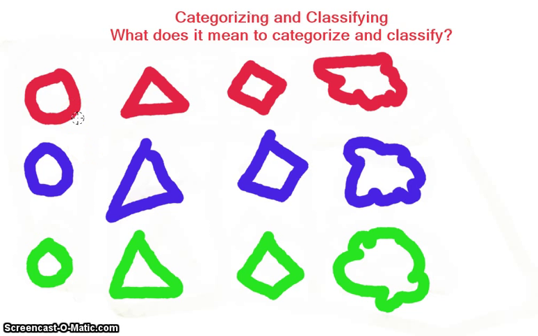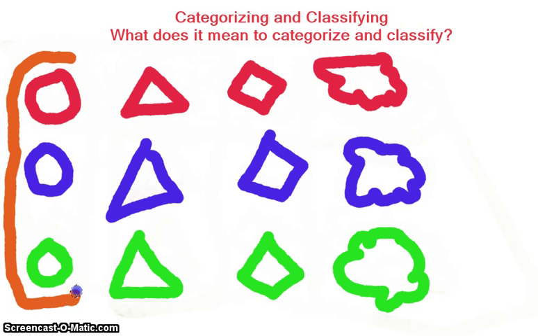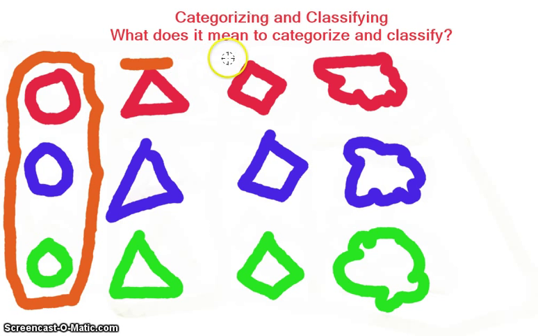Now, if I wanted to classify these shapes, one way of classifying would be by their shape. So I take all of the circle toys and I put all of the circles together in one group. I do the same for the triangles, I do the same for the diamonds, and I do the same for what looks like the cloud toys.